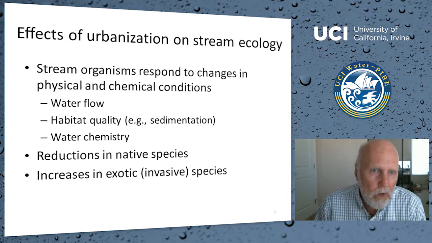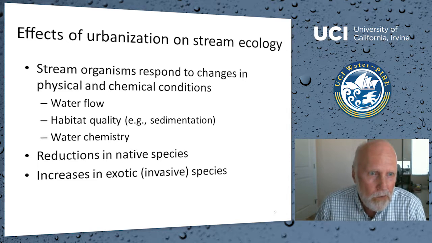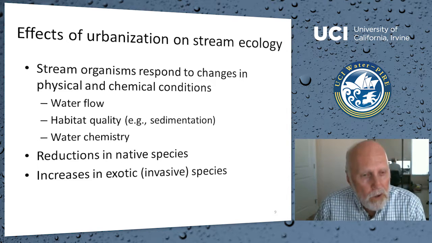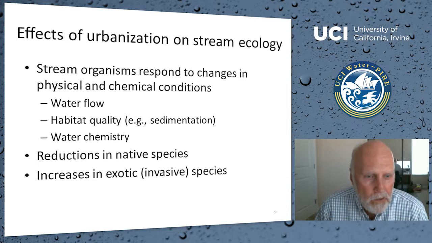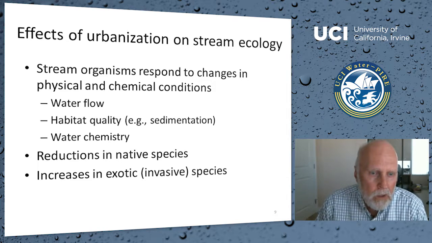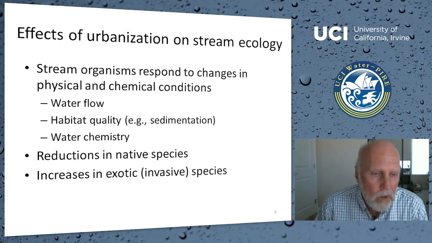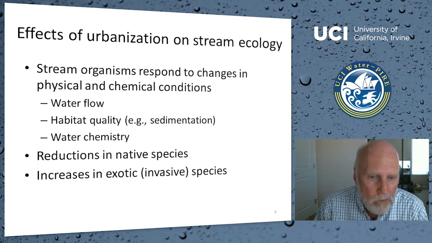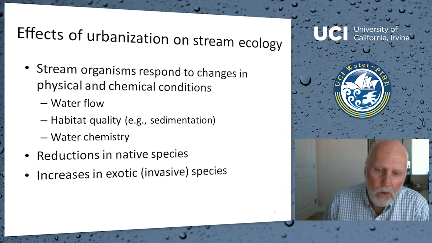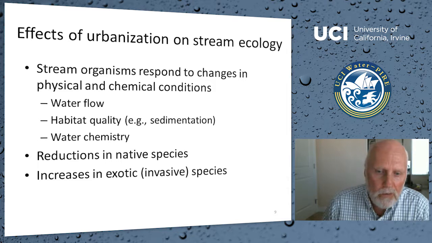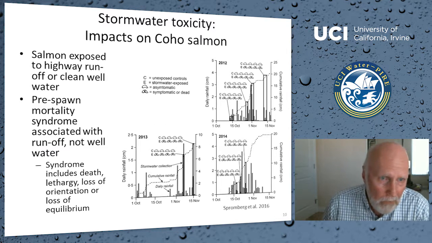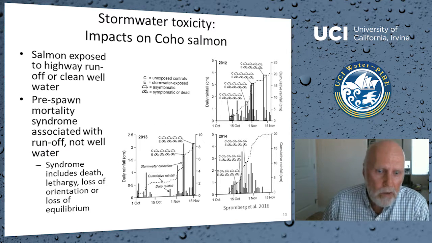And so what we find is with urbanization, we get changes to the organisms in response to those physical and chemical changes. One of the consequences is we get reductions in the number of native species in the stream. And then we also find increases in exotic species or invasive species in the stream. So in a few slides, I'll give you some examples of these. In the next slide, I just have one quick example.